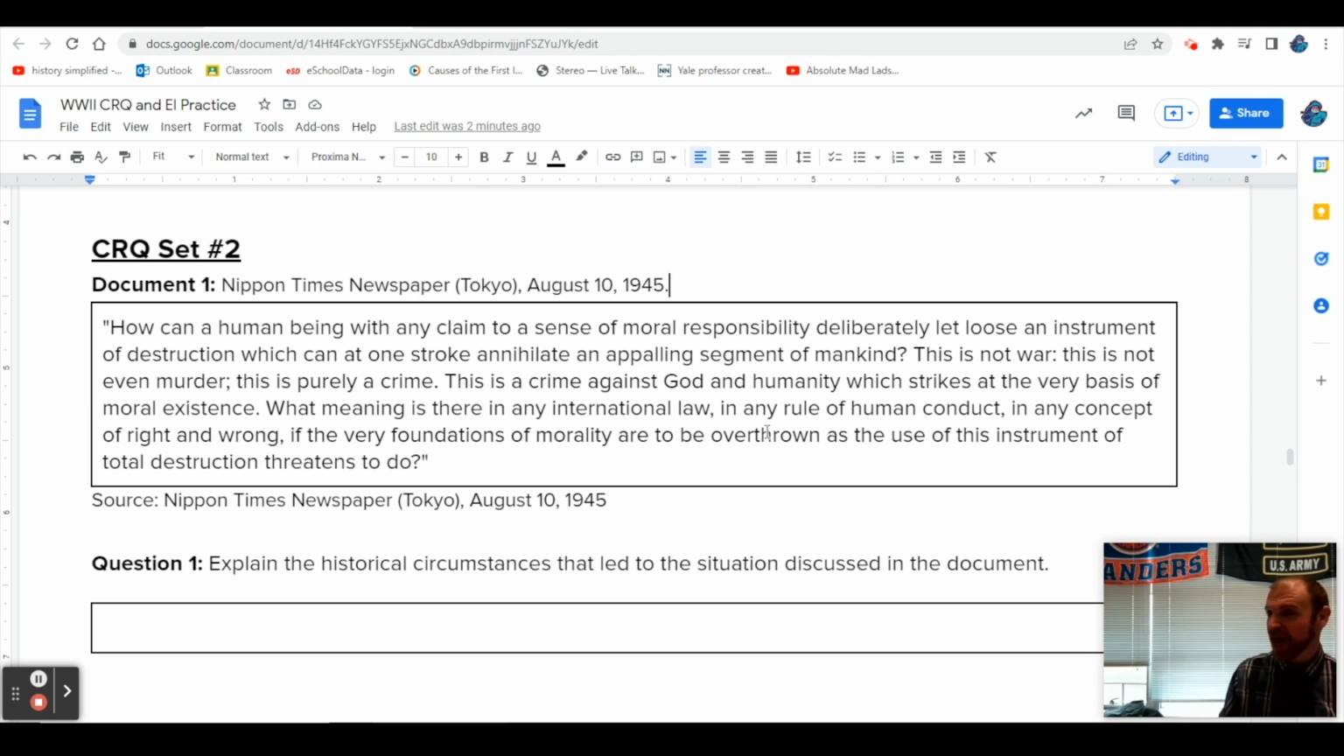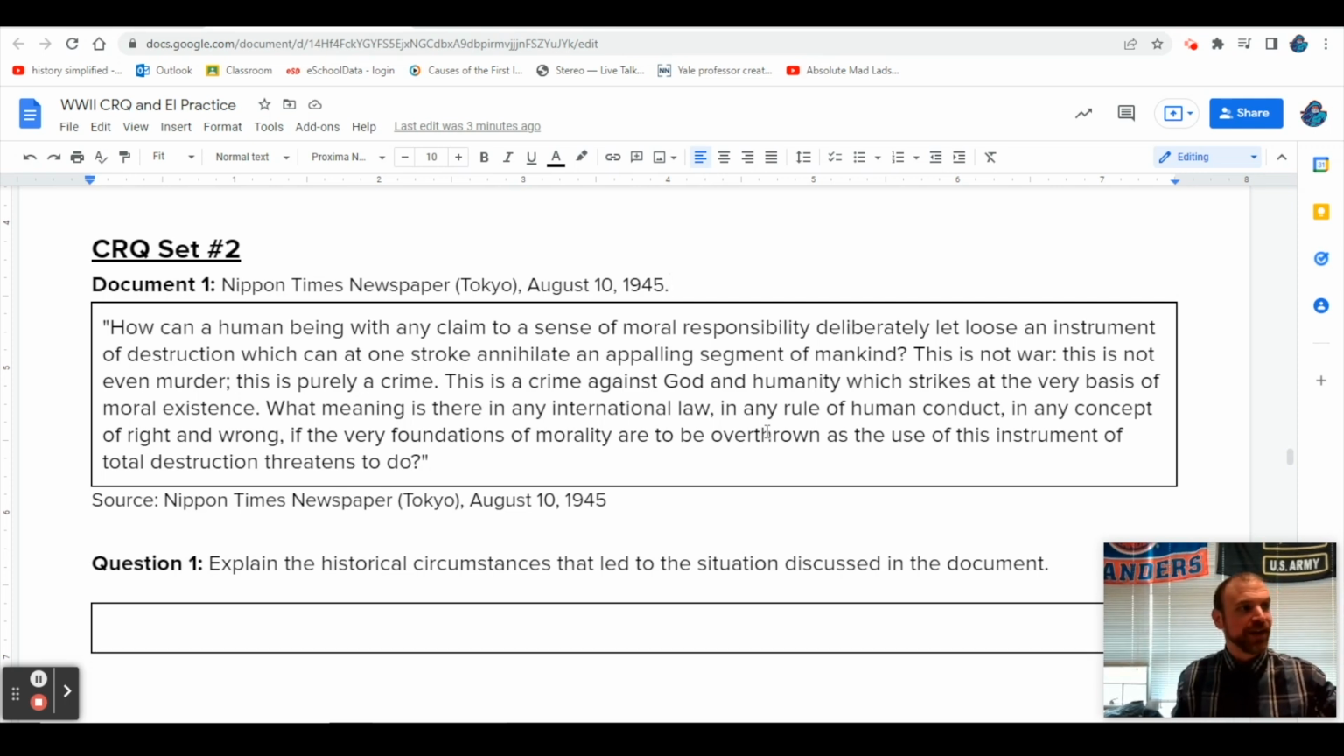What do you think he's calling out here? What do you think is the event that this person's referring to? What do you think, Priya? What is this horrible, appalling thing that has a lot of destructive power? The atomic bomb, okay? Calling it a crime, probably referring to the fact that so many civilians died, which is pretty horrific. This is a crime against God and humanity, which strikes at the very basis of moral existence.